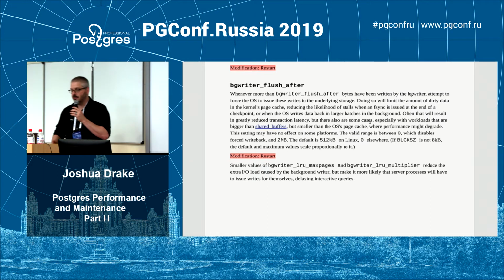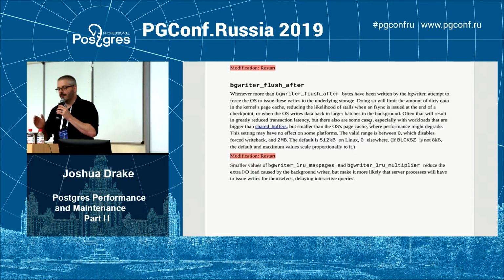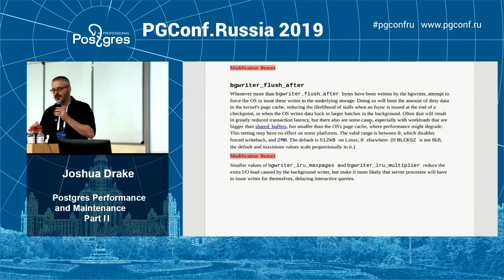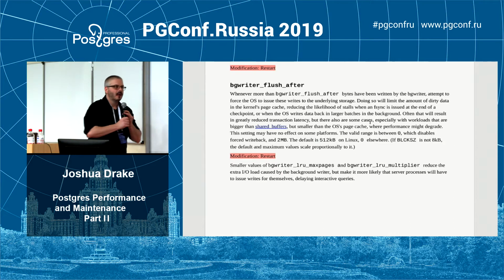The valid range is between 0, which disables forced write back, and 2 megabyte. The default is 512K on Linux, 0 elsewhere. If block size is not set to 8K, the default and maximum value scale proportionally to it. Anybody here running a block size that is different than 8K? Because you'd have to actually recompile Postgres to make that happen. Okay.